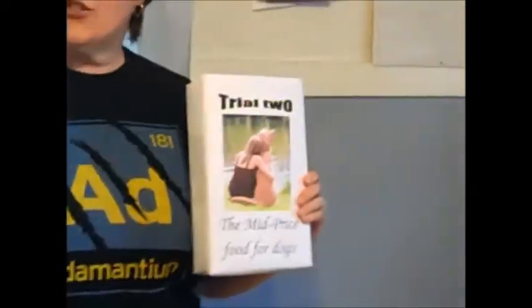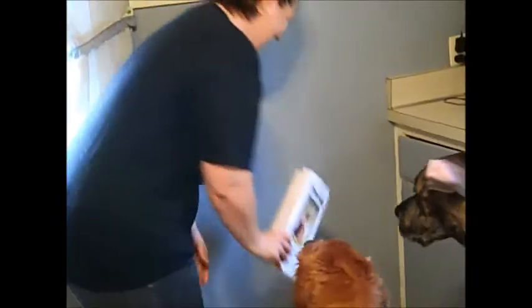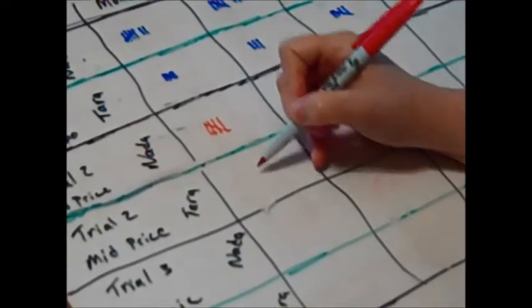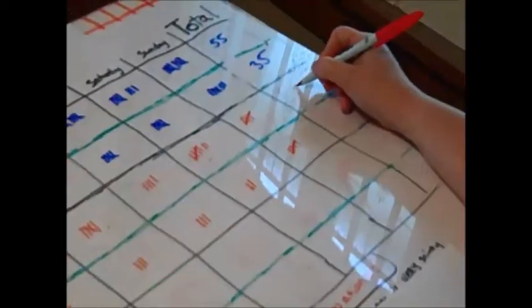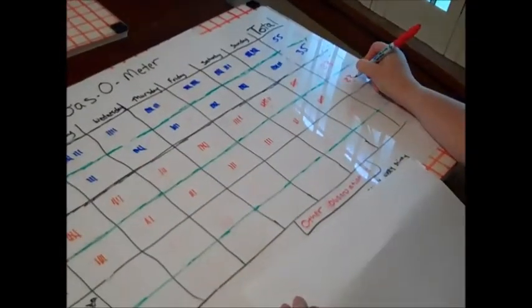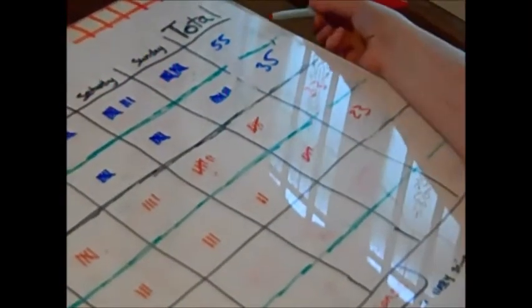All right. Now we're going to try trial 2, our mid-priced food for dogs. The dogs seem interested. Okay. Trial 2. Okay, this looked better. On the mid-priced food, we had Tara and Nada. All right, so let's total them up. 33. Definite improvement in Nada. And 23. So both of our dogs did better on trial 2 than trial 1.